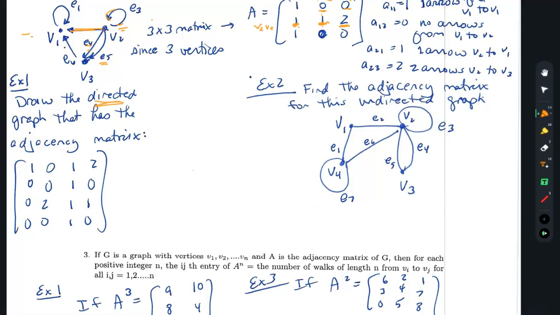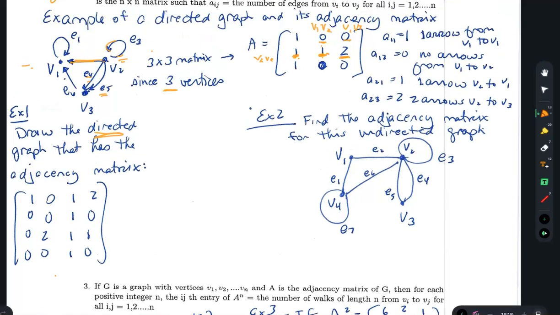So this is a matrix for a directed graph. And I forgot to mention, if there's 3 vertices, it's going to be a 3 by 3 matrix. So here we have a 4 by 4 matrix, so I know there's going to be 4 vertices. Let's start off by drawing the 4 vertices, and leave enough room so that you can draw all the arrows in between them. So V1, V2, here's V3, and V4.